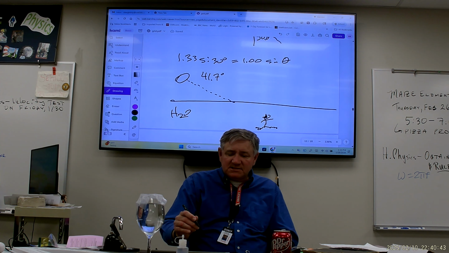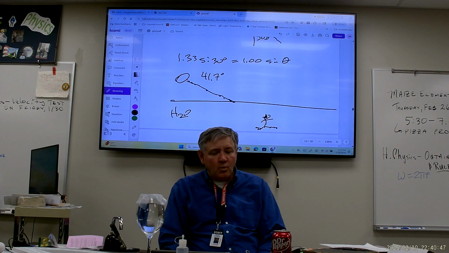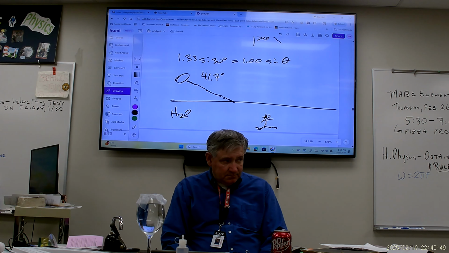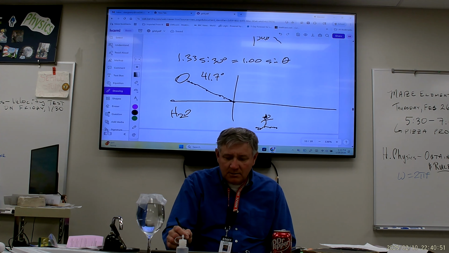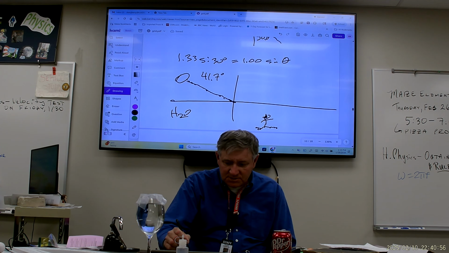Now, if that sunlight comes in here and hits the water, what's it going to do when it hits the water? It's going to go straight down, but not 100% straight down. Something more like this.